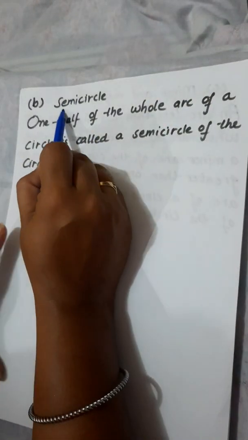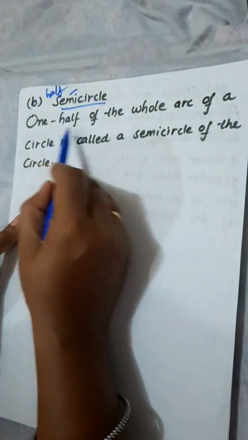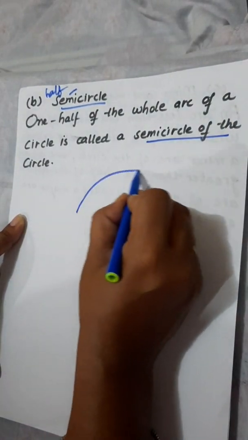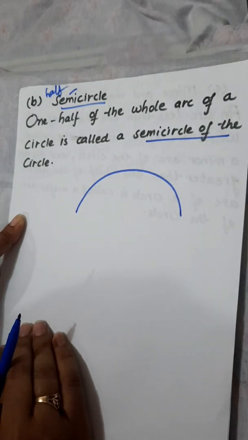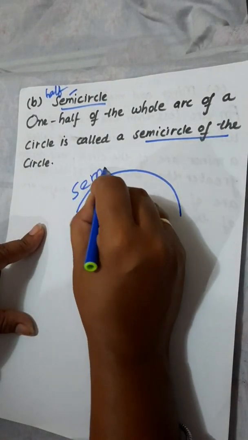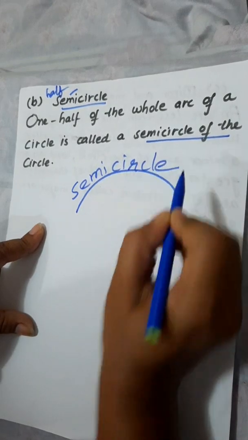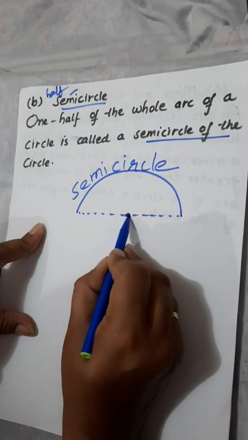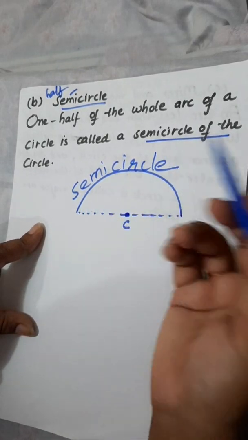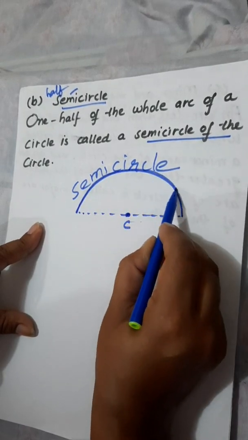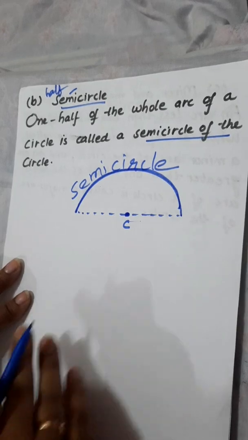The next we have the semicircle. Here semi means half. One half of the whole arc of the circle is called a semicircle. Now this is the half portion of the circle, one half of the whole arc of the circle, and this is called a semicircle. As we know, this is the diameter of the circle which passes through center C or O, you can take any center. So this one half of the whole arc of a circle is a semicircle.